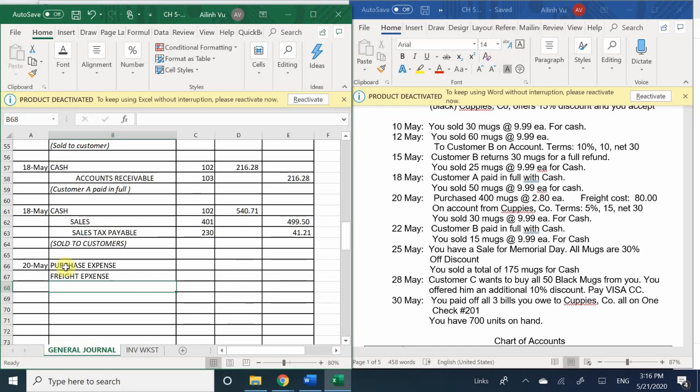Accounts payable, since it's on account. Yes, that's correct. We owe this person money. So therefore, we're not paying them now, we're paying them later. And I'm going to go ahead and write my description right now. I bought it from Cuppies Co. And my terms are 5/15, net 30.